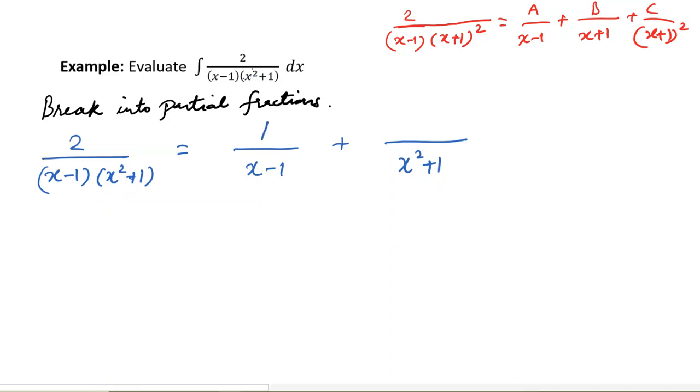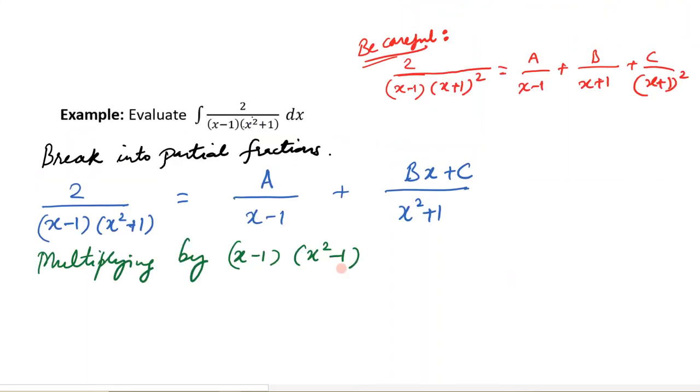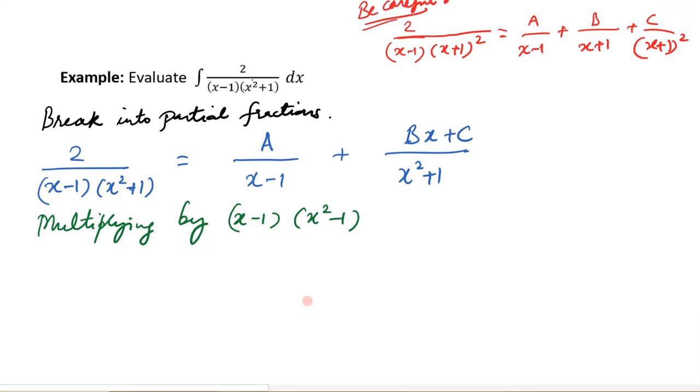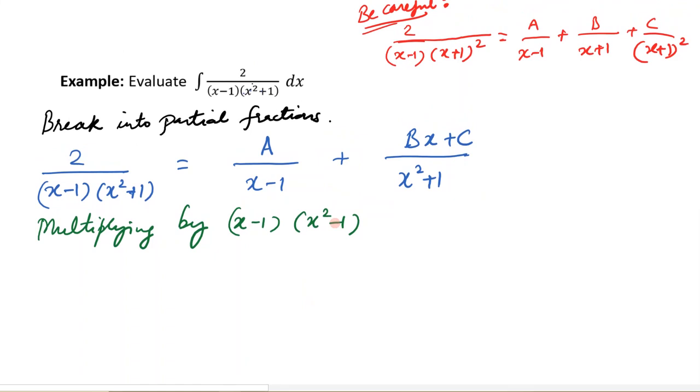On top of the linear factor, you're going to have just a simple constant. And on top of the quadratic expression, you're going to have something of the form bx plus c. And then we're going to try to find the values of the constants a, b, c. Thus, multiplying both sides by (x minus 1)(x squared plus 1), we get 2 is equal to a times (x squared plus 1) plus (bx plus c) times (x minus 1).